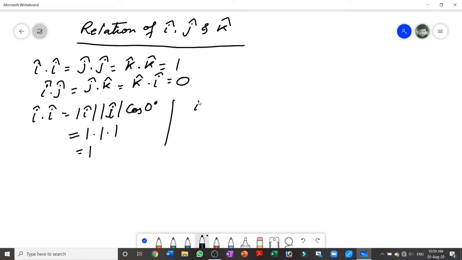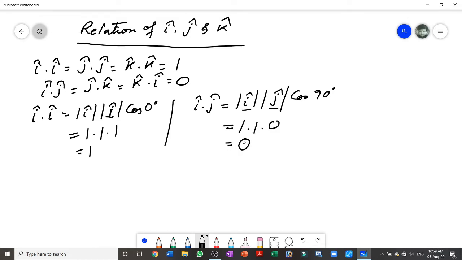Similarly, i cap dot j cap is equals to mod i cap mod j cap into cos of 90 degree. Why 90? Because i cap represents x axis positive and j cap represents positive y axis. Angle between x and y axis is 90 degrees. So its value is 1 into 0. So it will be a 0. Similarly we can find all the other relations like this and this.